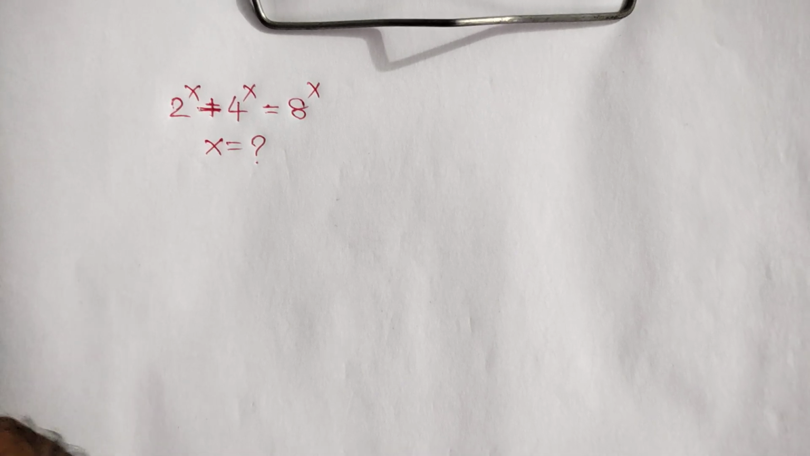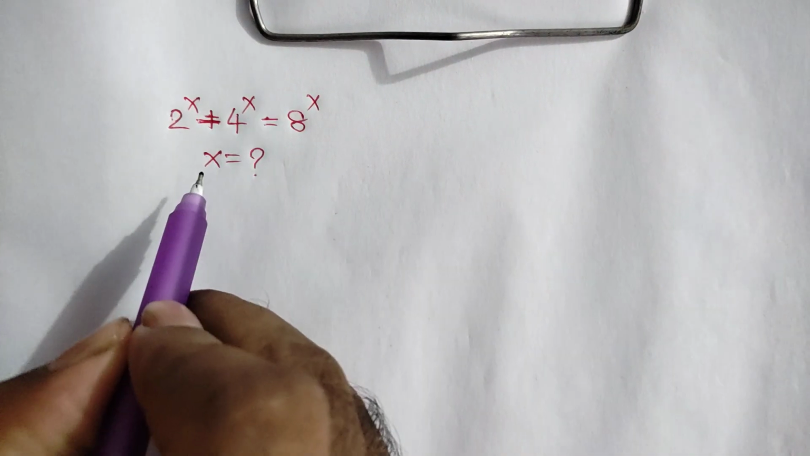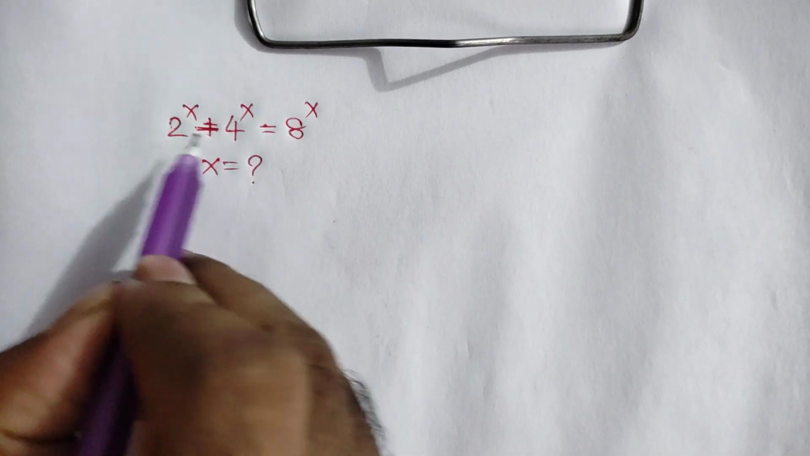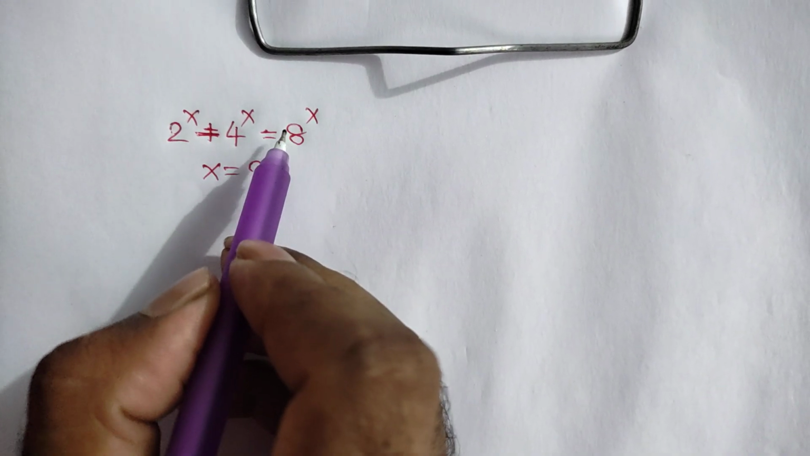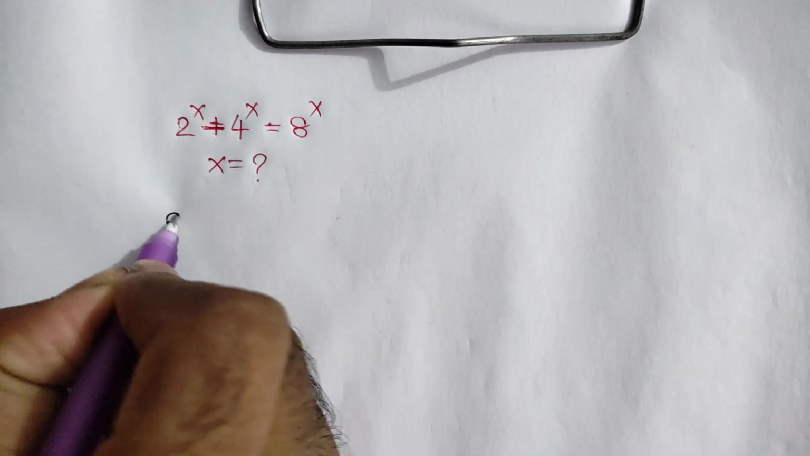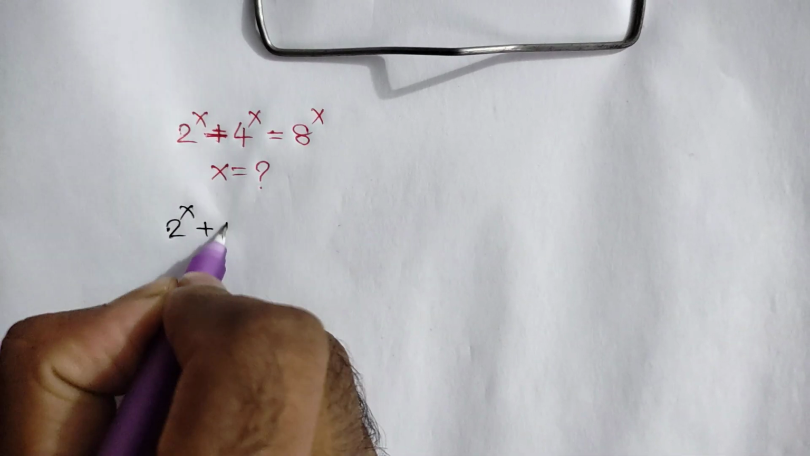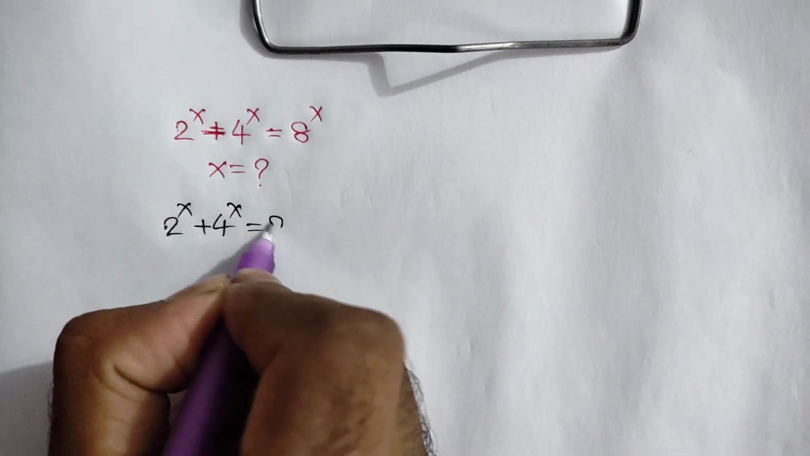Hi everyone, in this video I am going to show how to find the value of x where 2 to the power x plus 4 to the power x is equal to 8 to the power x. We have given 2 to the power x plus 4 to the power x is equal to 8 to the power x.